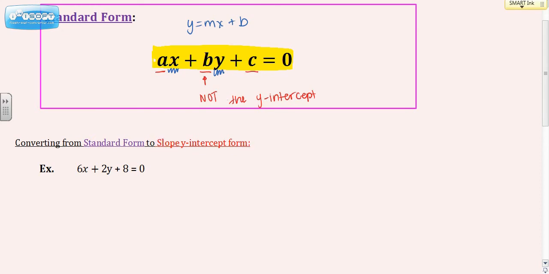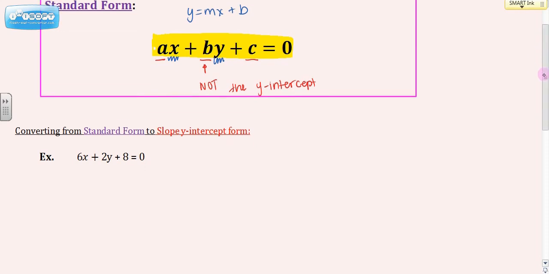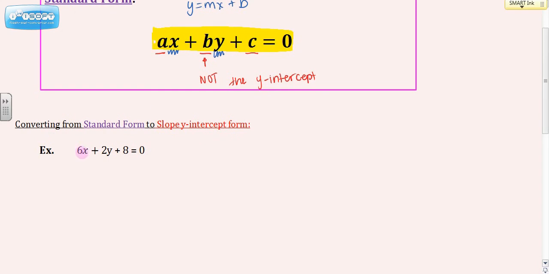So let's go through an example and see how we can come up with information so we can draw and get information about our equation of a line. So here's an example: 6x plus 2y plus 8 equals 0. If I compare that to my slope y-intercept form of y equals mx plus b, I have to isolate y so that it is the only thing with no numbers in front on the left side of the equal sign, and everything else is on the right side of the equal sign.